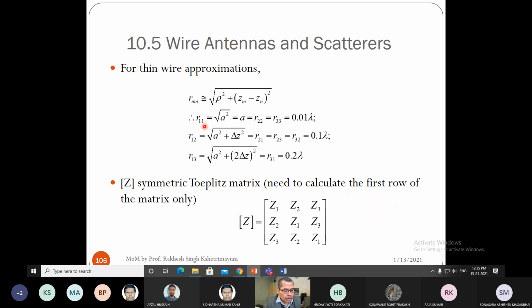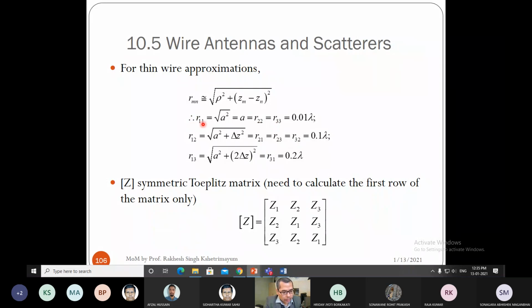And you know that obviously the distances between 1,1 and 2,2 and 3,3 would be equal. And the distances R12 and R21, R23 and R32 should be equal because they are one segment apart. This is two segments apart. This is at the same segment. You are finding this distance between the source and observation point.